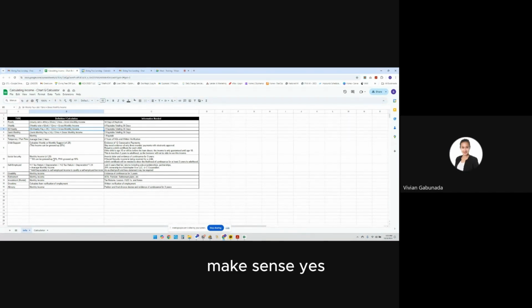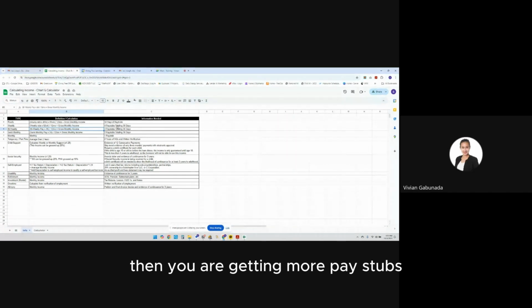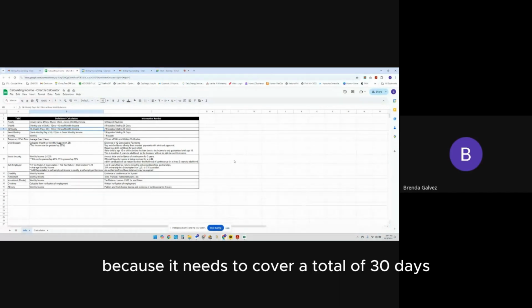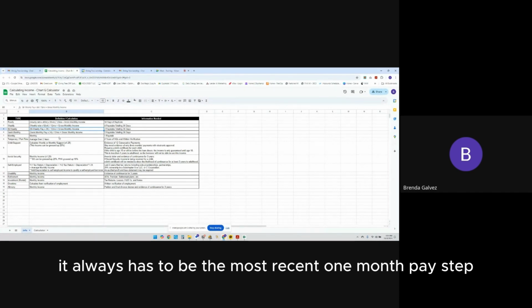Okay. Make sense? Yes. Okay. Again, for biweekly, you would collect 2 pay stubs. If they get paid weekly, then you are getting 4 pay stubs, because it needs to cover a total of 30 days, 1 month. It always has to be the most recent 1 month of pay stubs.